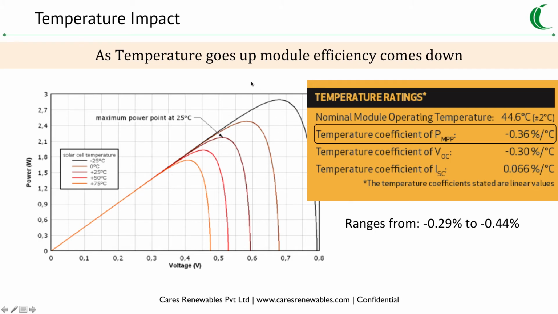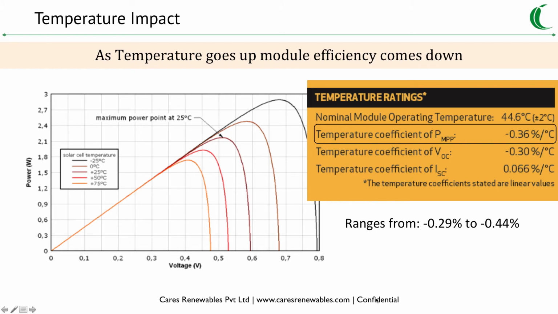And another important factor which we need to consider is the temperature impact. As the temperature goes up, the module efficiency actually comes down. Like I spoke in the beginning, the solar PV panels work on light, not on the temperature. So if you look at the factor which decides how much the temperature has an impact on the solar module's production, it's called temperature coefficient.